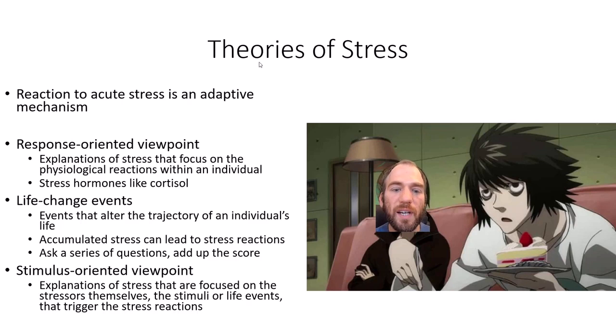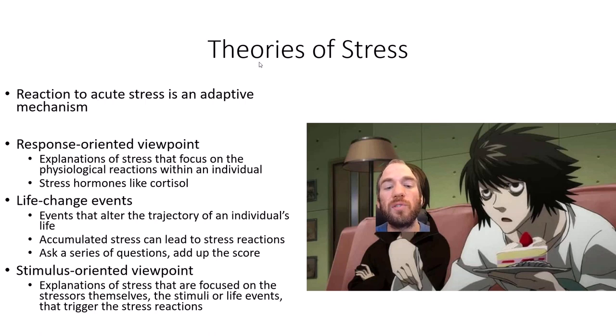Some theories of stress, and I'm largely sticking with the book. There are different wordings depending on the scientist, but without making it super complicated, we're sticking to the terms of the book. So theories of stress. Reaction to acute stress is an adaptive mechanism, response-oriented viewpoint. Explanations of stress that focus on the physiological reactions within an individual. Stress hormones like cortisol. Life-changing events. Events that alter the trajectory of an individual life. These life-changing events can accumulate stress and can lead to different stress reactions.